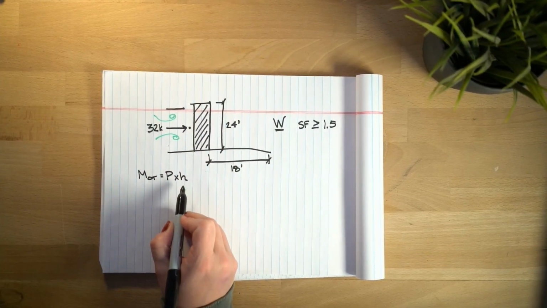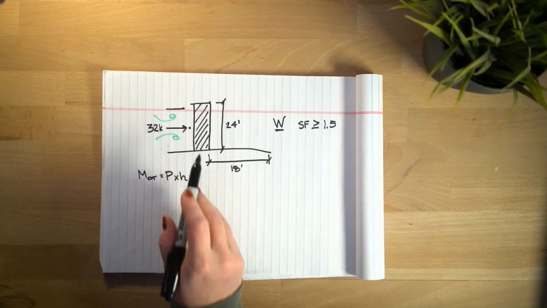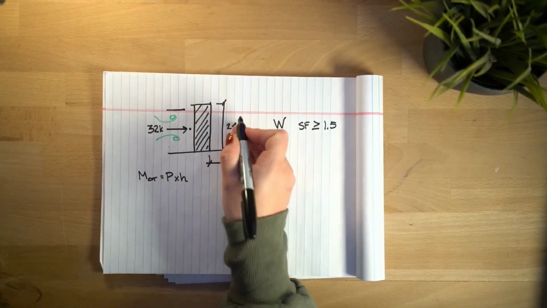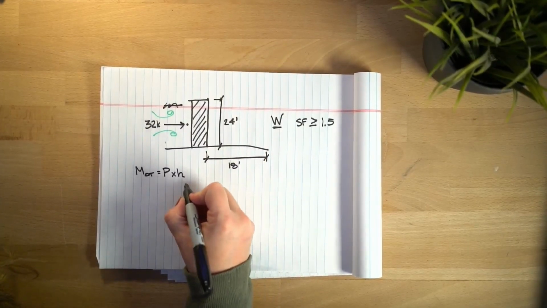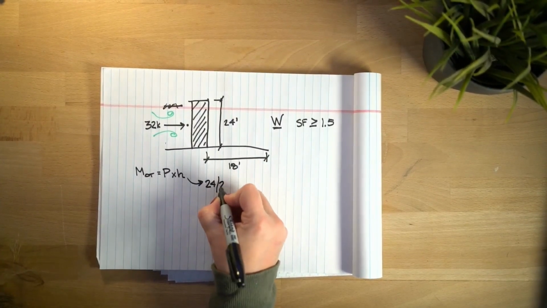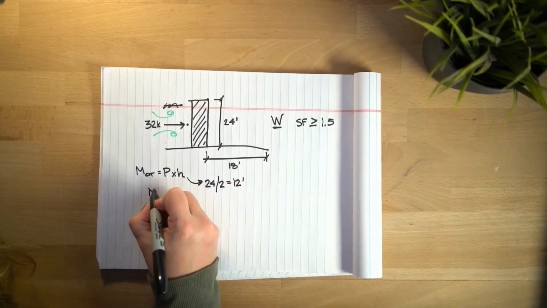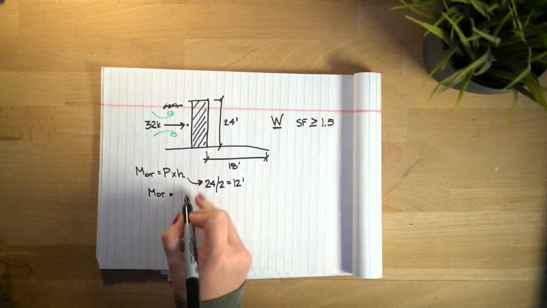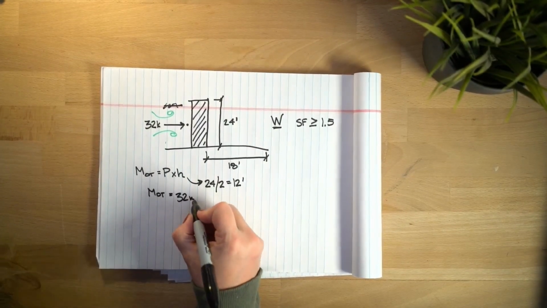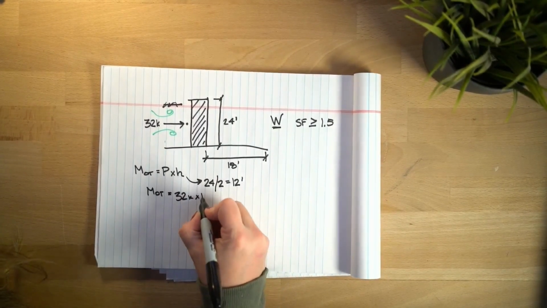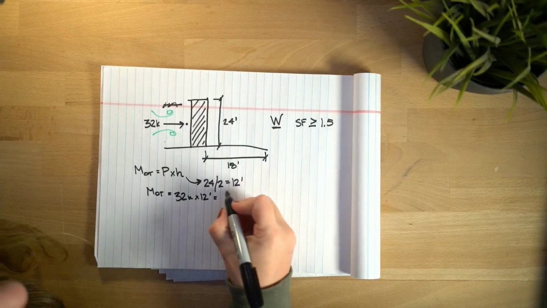And what is H? Since our pressure acts at midpoint, H is not just going to be 24, right? Because that would be if it were at the top, not the midpoint. So our H is 24 divided by 2 because it's the midpoint. Pretty basic, right? 12 feet. So our MOT is simply 32K times 12 feet, which equals, what is it, people?